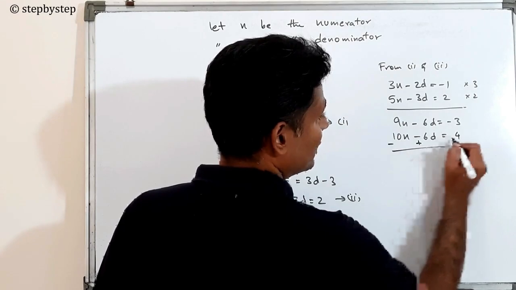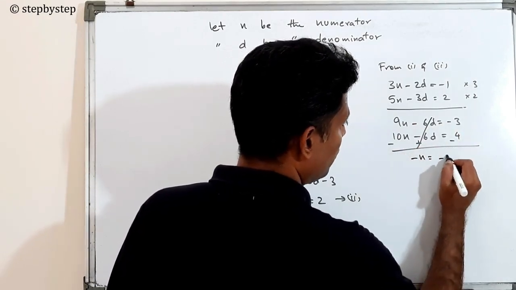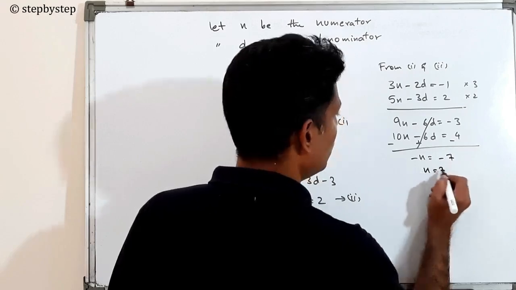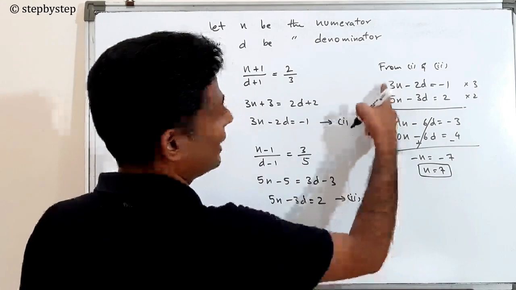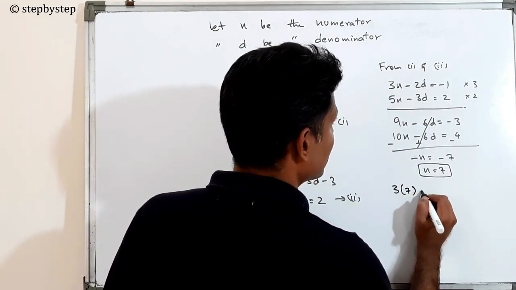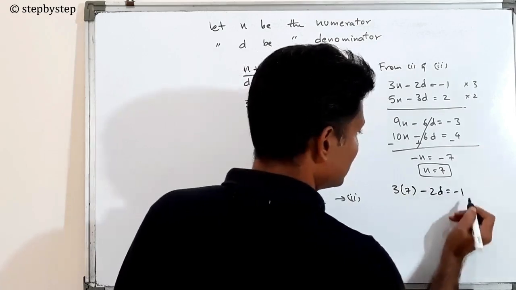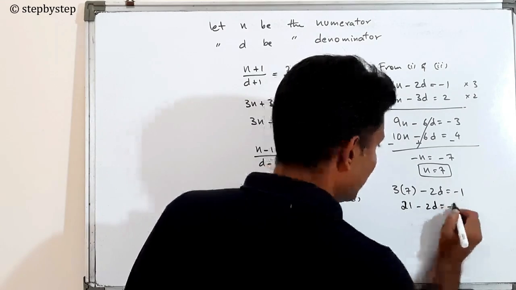Subtracting, signs will change, so I can cancel this. 9 minus 10 is minus n, equal to minus 7. So n equal to 7. We got n equal to 7. Then substituting in one of these equations, I'll use the first one. So 3n, that is 3 into 7, minus 2d equal to minus 1. So we get 21 minus 2d equal to minus 1.